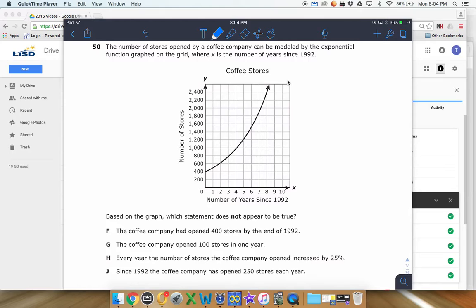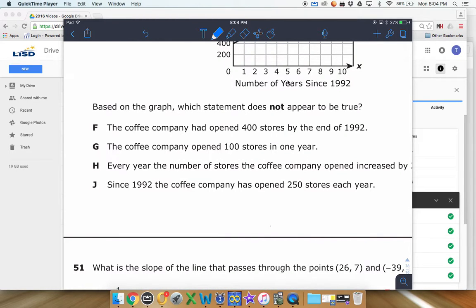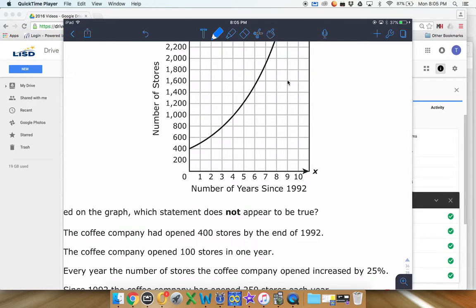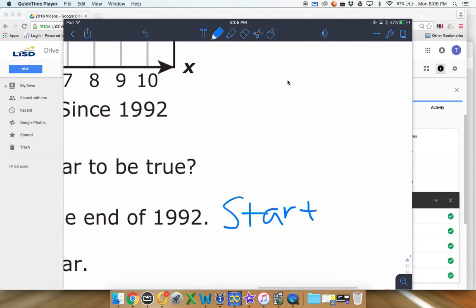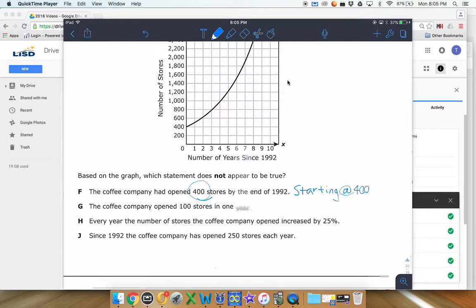All right, so anyways here, last one for this video. The number of stores opened by a coffee company can be modeled by the exponential function graphed on the grid, where x is the number of years since 1992. Okay, so based on the graph, which statement appears not to be true? So let's see here. The coffee company had opened 400 stores by the end of 1992. Remember, x is the number of years since 1992. So this is basically saying we're starting at 400, which looks like we are good to go on that one. So, yep, starts at 400.